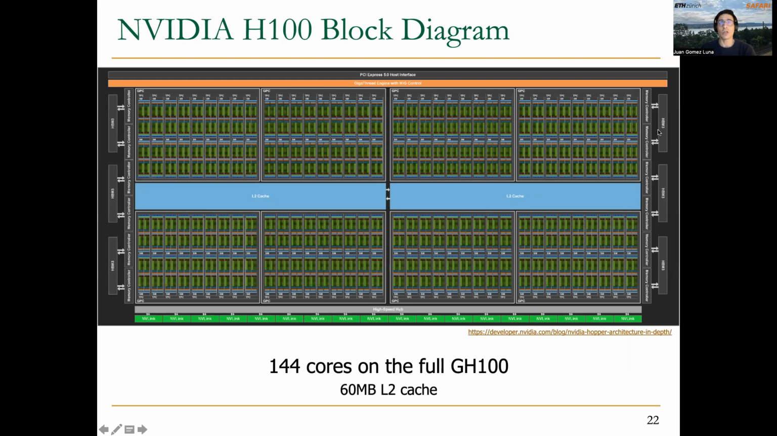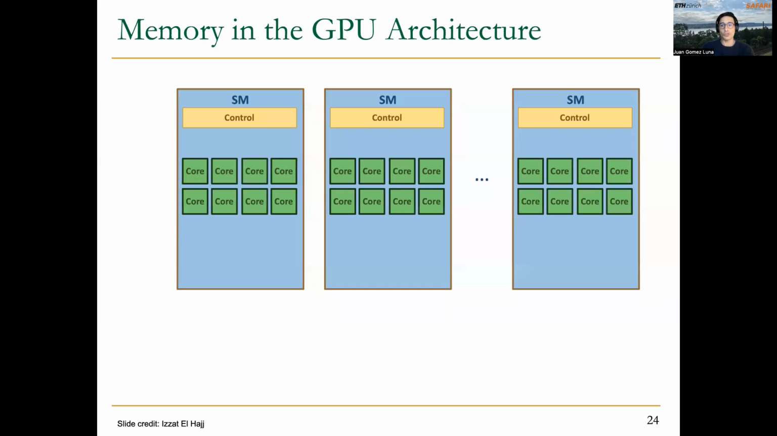In the H100 it will be HBM3 memory. And as you can see, there will be up to 6 stacks, 3 on each side, of HBM3 memory accessed by the corresponding memory controllers. But we can first check a more simplified representation of the memories in the GPU architecture.